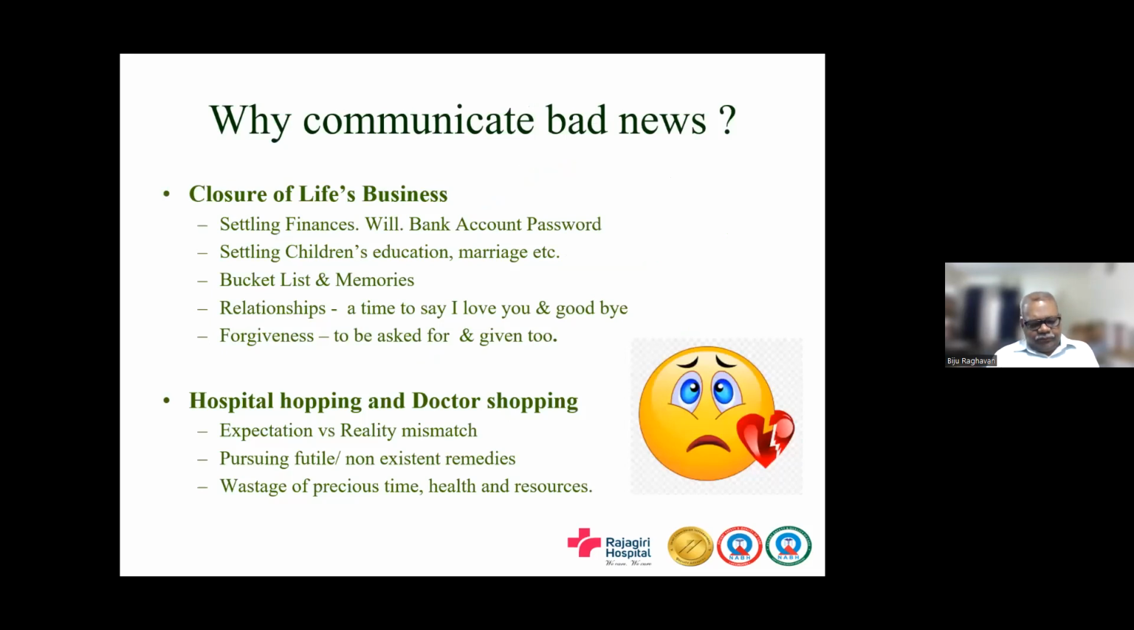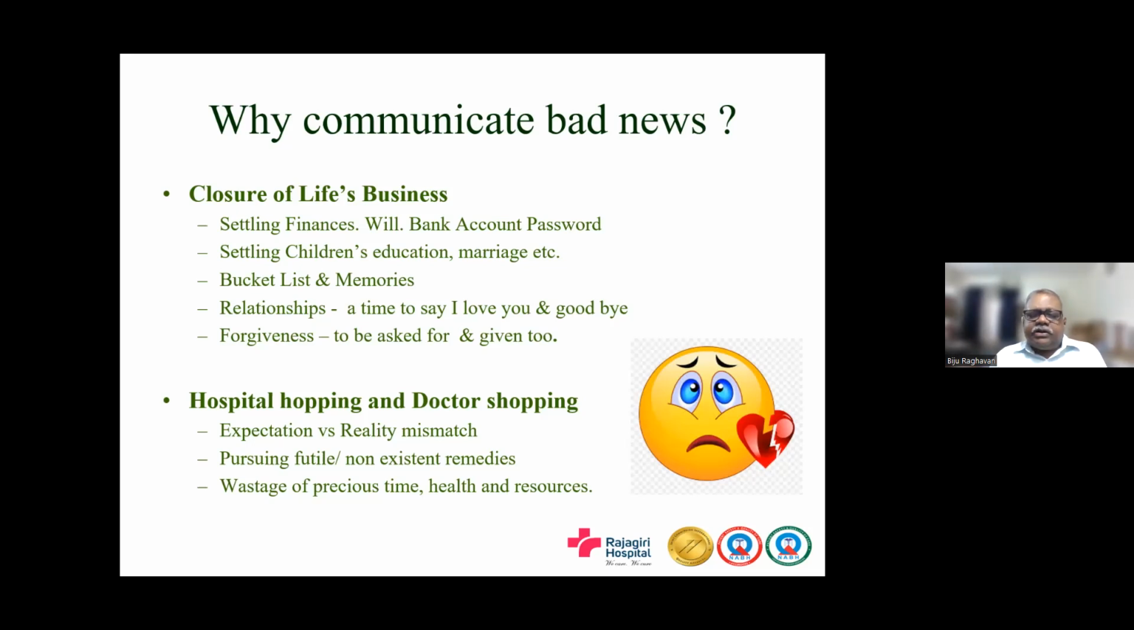Before we get further into it, let us have some idea of why we would recommend communicating bad news. I would put the caveat that it would be only for those patients who want to know. We are not recommending communicating bad news to patients who do not want to know. So, having clarified that part, if somebody wants to know, what are the benefits? Most of the time we live our lives as if we are going to live endlessly, including we doctors, and the same goes for everybody in society.